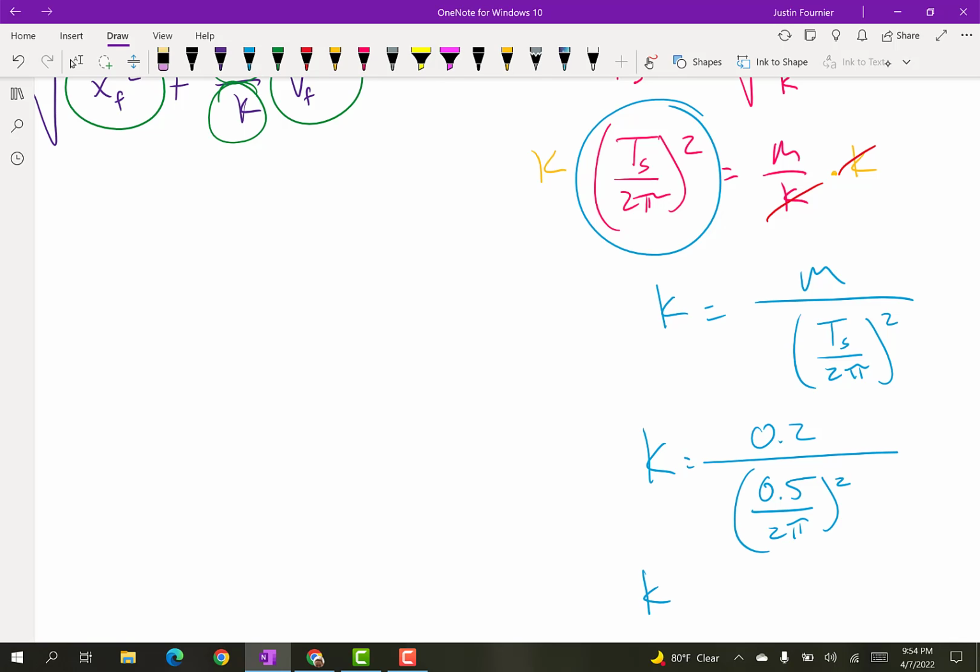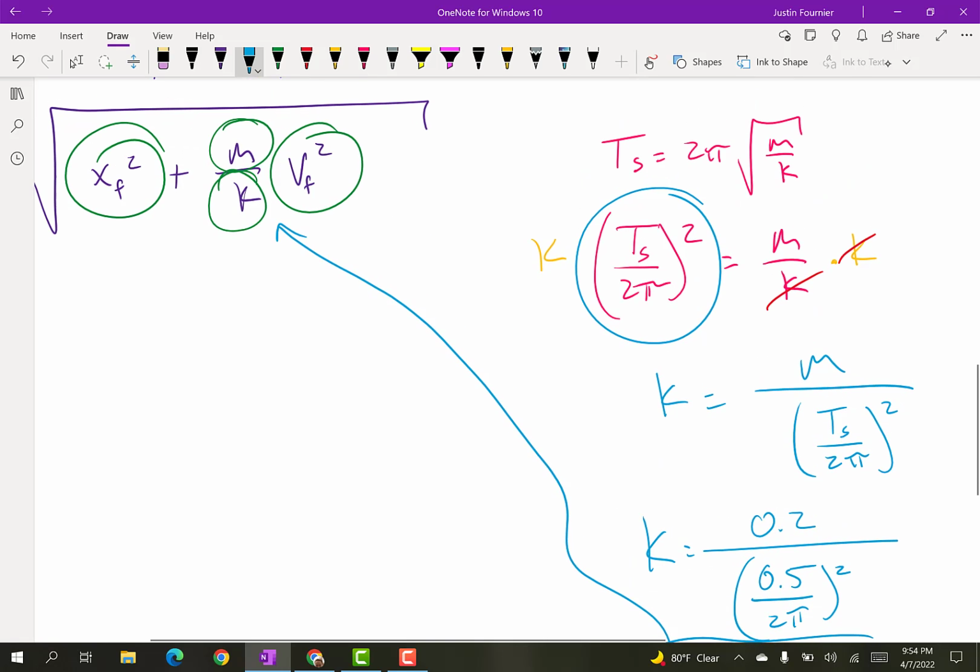So my spring constant is, let's see, 0.5 divided by 2 pi, that's about 0.079, but I'm going to square it. It's about 0.00633. And then I do 0.2 divided by all that, and I get about 31.6. So 31.6 newtons per meter is my spring constant. I'm going to plug that in there.